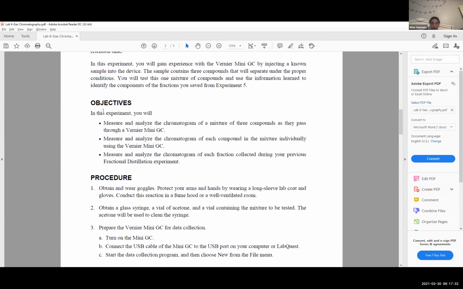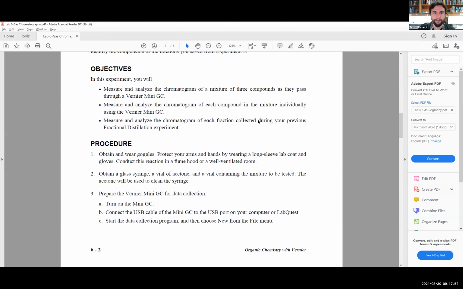So what we would be doing is measuring and analyzing the chromatogram of a mixture of 3 compounds, a ketone mixture, is what our data will be. Then we measure and analyze the chromatogram of each compound individually. And then finally, we'd measure and analyze the chromatogram of each fraction collected during the fractional distillation experiment. So this would be something we would have set aside from fractional distillation in order to perform the gas chromatography.